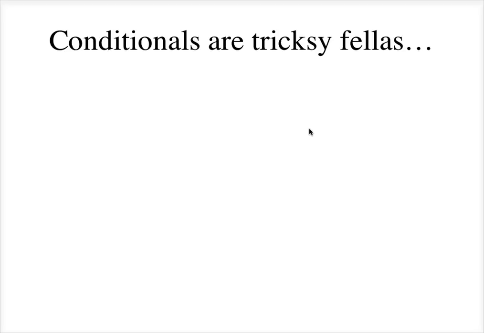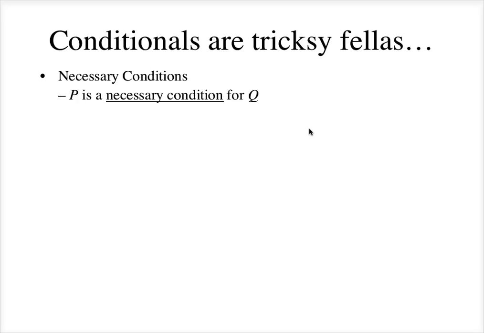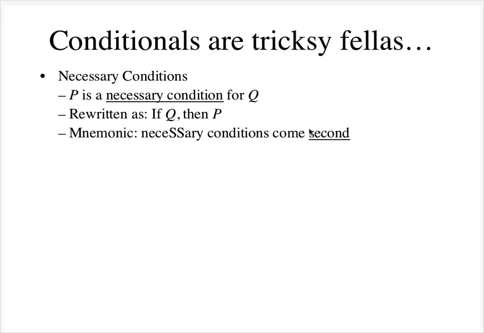But conditionals are tricksy. We have a lot of different ways to say a conditional statement. So we have what is called necessary conditions. If we say P is a necessary condition for Q, that gets rewritten as if Q, then P. The way to remember this is that necessary conditions come second. This is just a mnemonic. So P is a necessary condition for Q, so it comes second. It becomes the consequent.